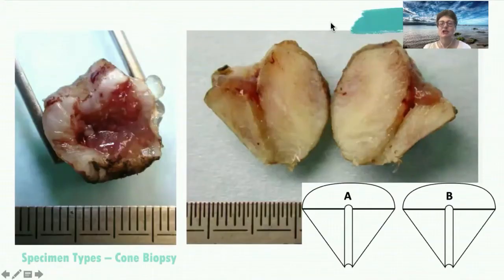This is a picture of a cone biopsy. You can see it's quite a large piece of tissue. It includes the transformation zone and the adjacent cervix, but also goes very, very deep into the endocervical canal and also very deep into the stroma. It's called a cone biopsy because in profile it's cone shaped.